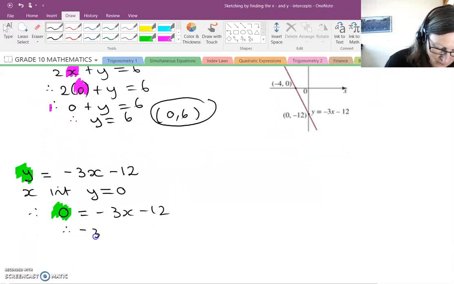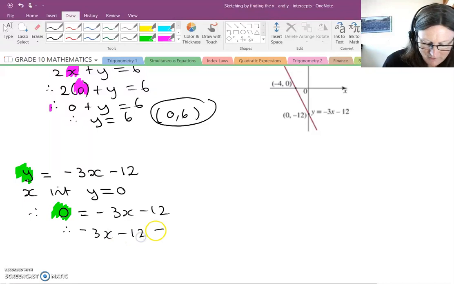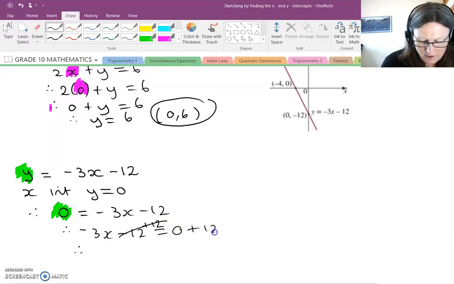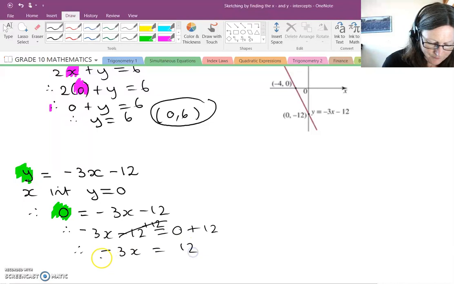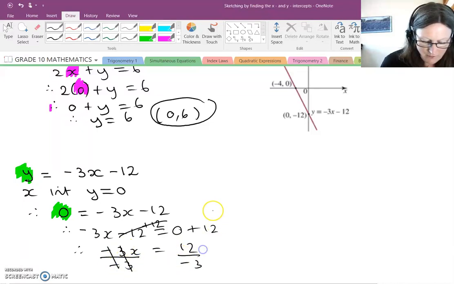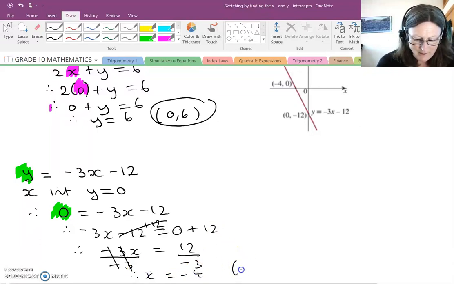I'm going to just move the equation around the other way because I like to have the thing I'm solving for on the left. I'm going to add 12 to cancel that and to move it onto the other side. So negative 3x is 12, divide by negative 3, that cancels, divide by negative 3. So x is equal to negative 4. So our x-intercept is negative 4, 0.